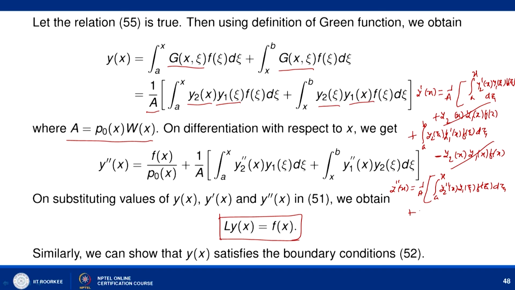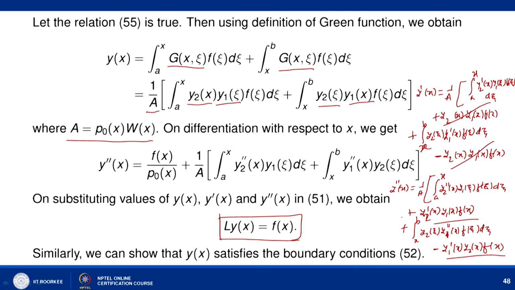Now, I will write it here: y1'(x) y1(x) f(x) plus, x to b, sorry, this is x to b, y2(ξ) y2''(x) f(ξ) dξ, I think it is y1'(x) minus, here we have y1'(x) y2(x) f(x). Now, if you look at this quantity, this is basically y1 y2' minus y1' y2 into f(x), and that we can write as the Wronskian of y1, y2 into f(x).